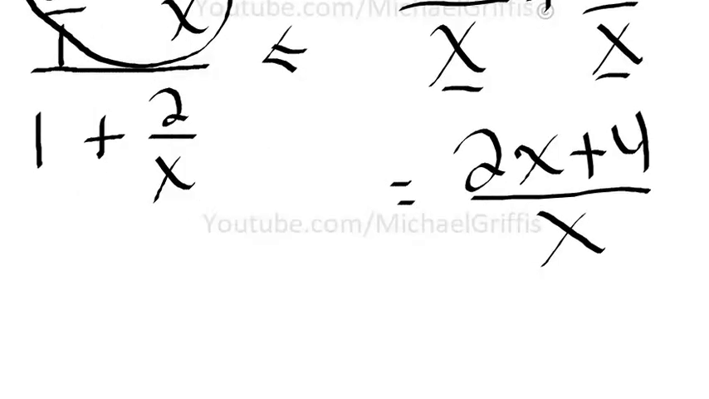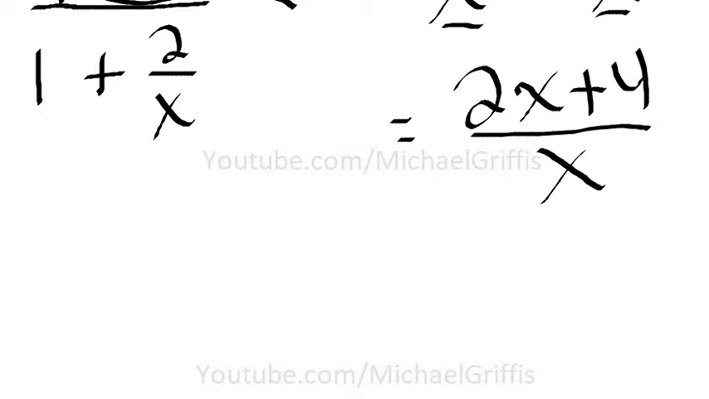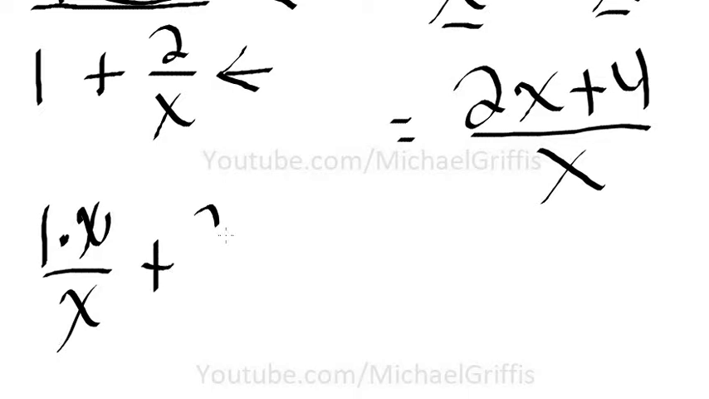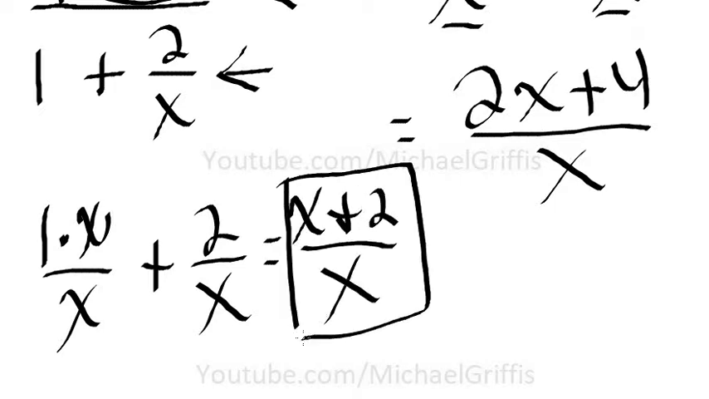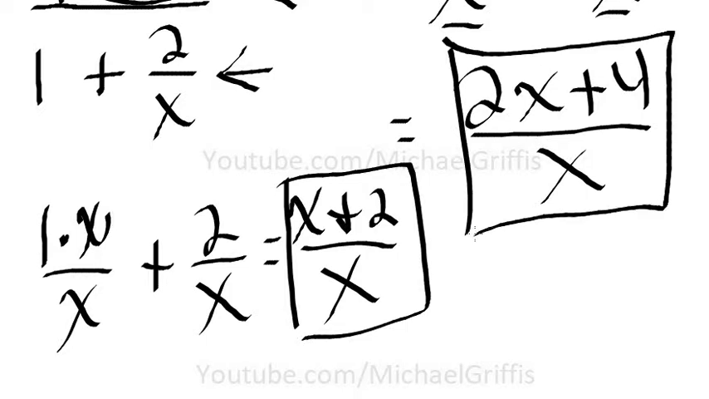Now let's take a look at this one here. We'll just write it right here. We need to write 1 times x over x plus 2 over x is equal to x plus 2 over x. So there you go. We now have both our numerator and denominator.